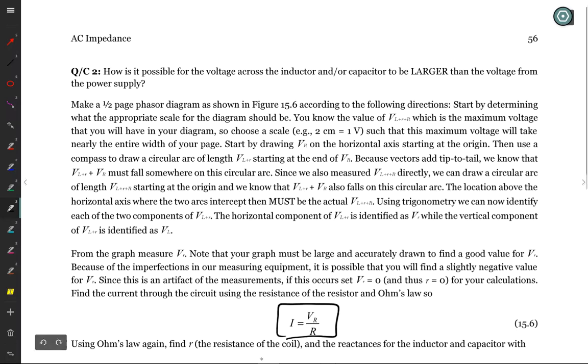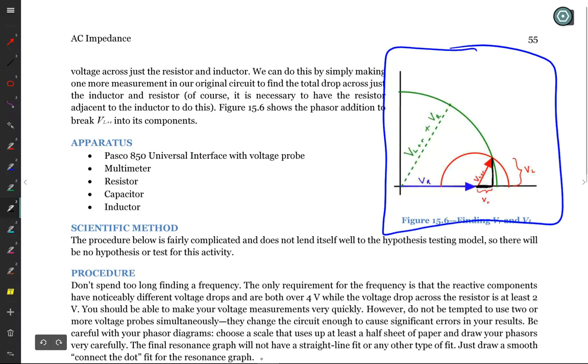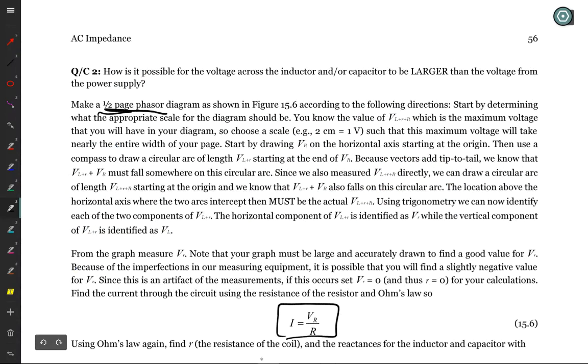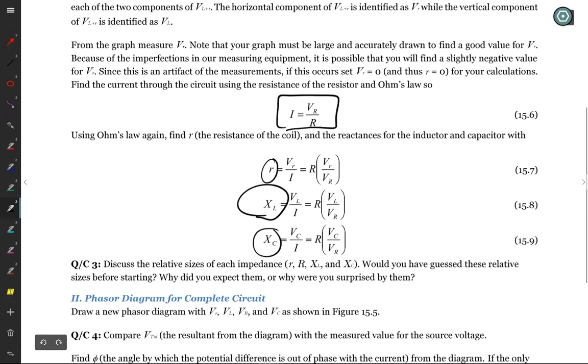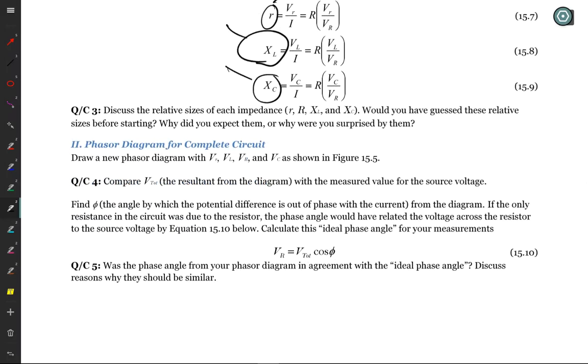Make a 1/2 page phasor diagram using this model and determine V sub R and V sub L. Calculate the current based on your voltage drop across the resistor. Then using that, calculate the value of the resistance in the inductor, the reactance of the inductor, the reactance of the capacitor, and discuss the relative sizes. You can do that.